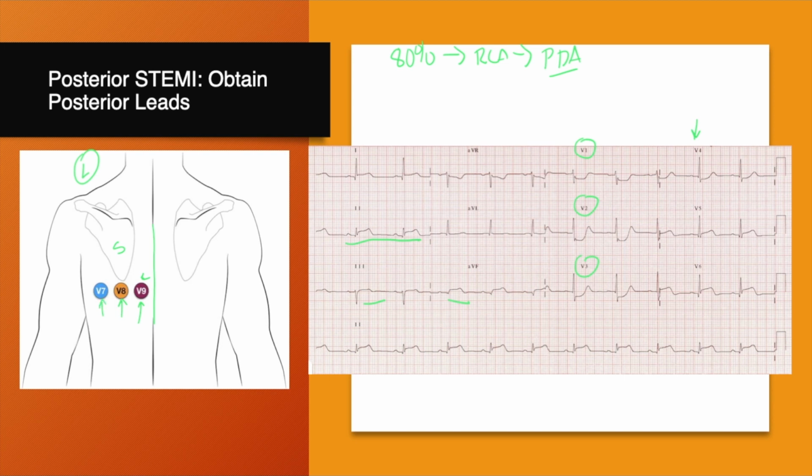and then you're going to go lateral to that and put another electrode, and then you're going to take the cable for V4 and attach it to this electrode here, and then the cable for V5 and attach it to this electrode here, and then the cable for V6 and attach it to the electrode that is next to the spine, and then you'll hit the ECG button and you will record the ECG again.